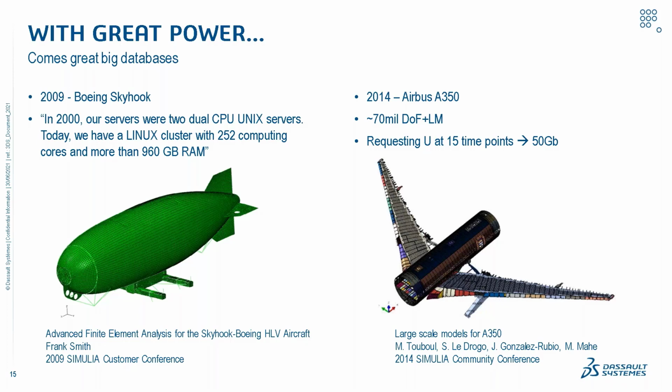In 2014, there's another aerospace company, Airbus, again, in a community paper. They had a problem with 70 million degrees of freedom and Lagrange multipliers. They requested displacement at 15 time points, and that ended up with 50 gigabytes of data. So just requesting one output at 15 points in time gave them 50 gigabytes of data.